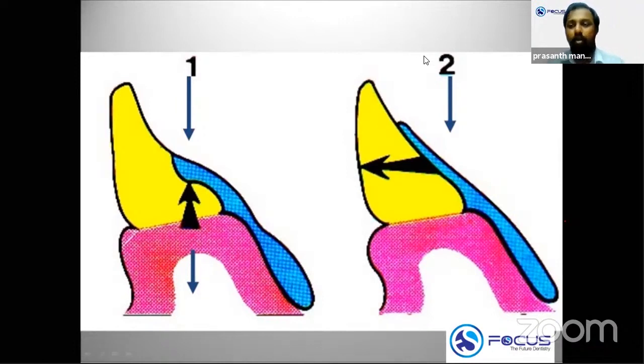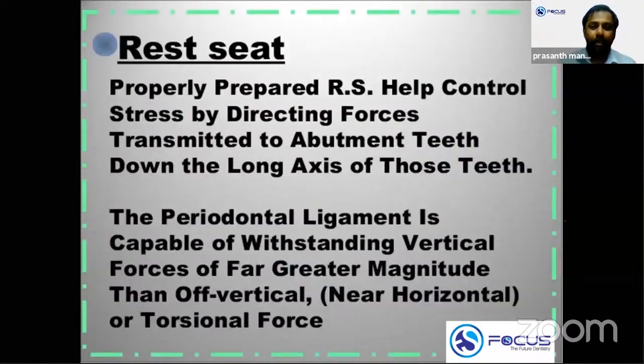Beyond some limit, it cannot withstand. It will result in periodontal issues. Okay, so preparation of the rest seat helps easy placement, prevents occlusal interference, and helps to guide the occlusal forces along the long axis of the teeth. Clear?